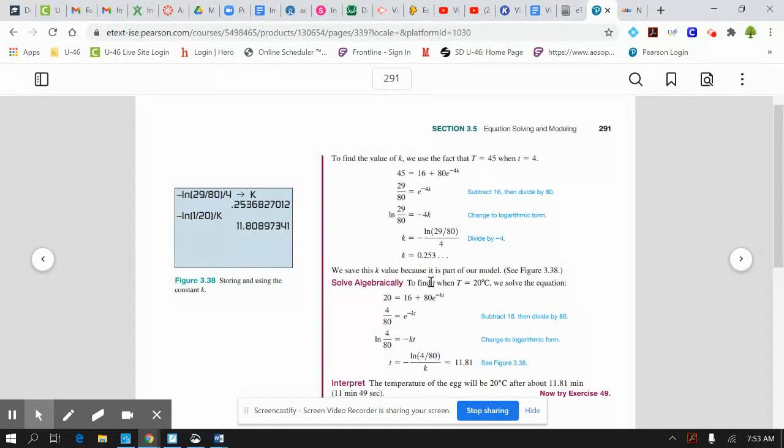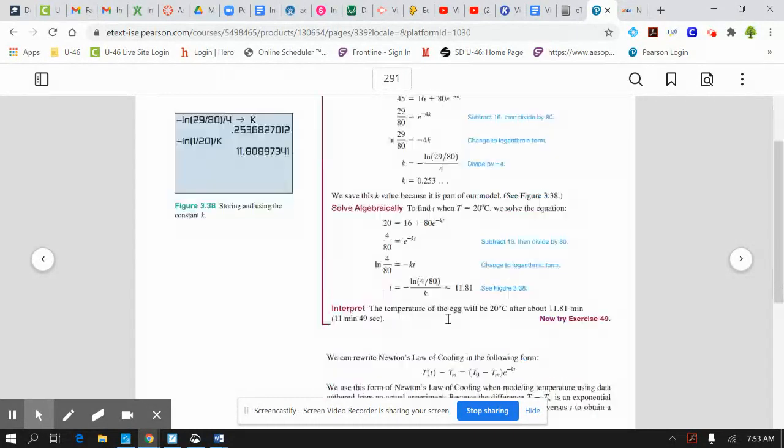Then we went back to plug that K value into here. It was asking, how long will it take for that egg to be 20 degrees Celsius? It may take a couple of readings for you to really get what's going on. But the final answer here is 11.81. So you would say something like: the temperature of the egg will be 20 degrees Celsius after about 11.81 minutes.